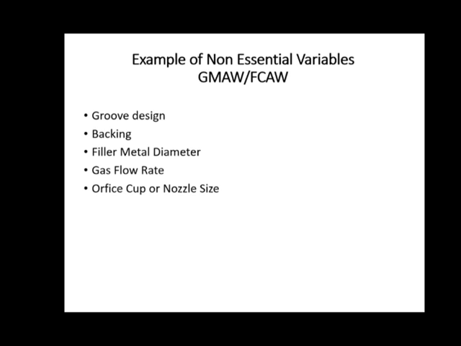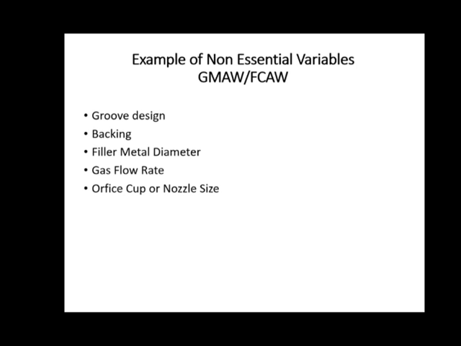So any of these things I can change on a WPS. I just need to revise the WPS, going from revision 1 to revision 2. I changed the groove design, or I eliminated backing, or I added backing, or I changed the filler metal diameter that the welders can use. You just change it. It's an editorial change: revise the procedure and go from there. Whereas if it was an essential variable like on the previous slide, you'd have to go back and requalify with another PQR.